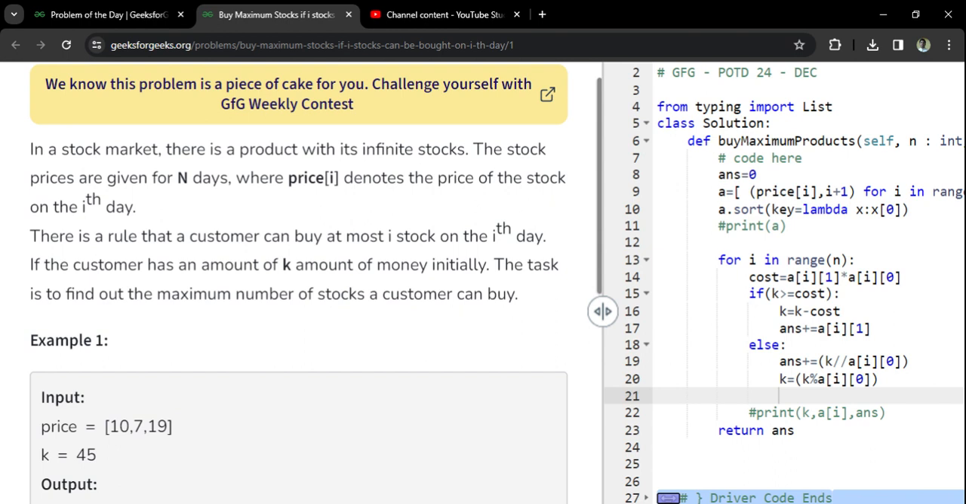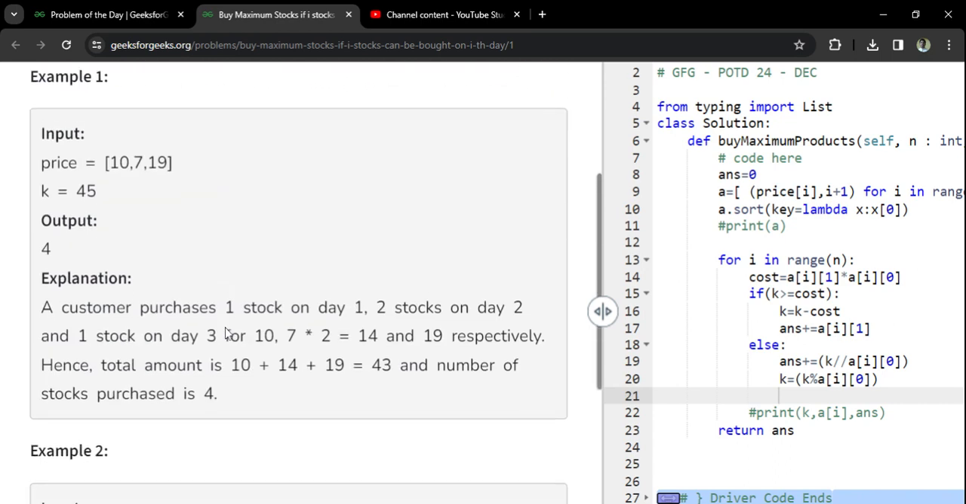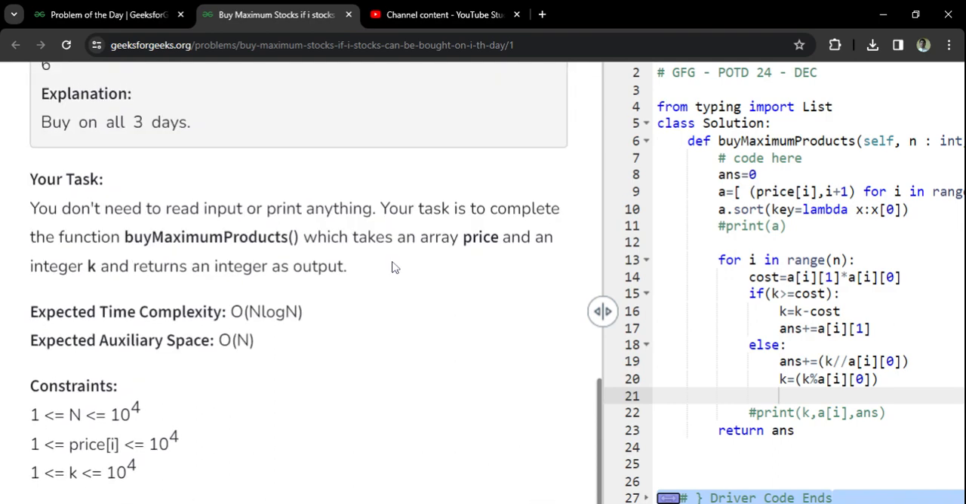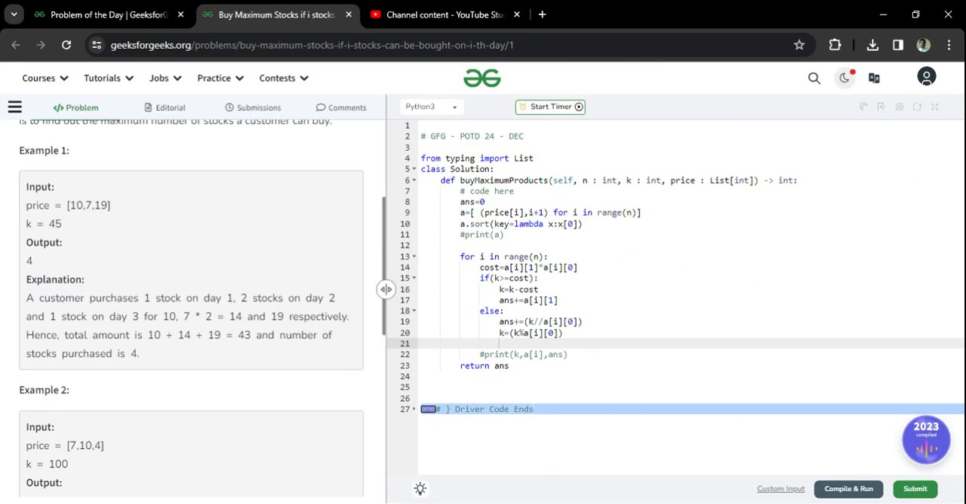Okay, as simple as that. So with that approach we will be moving, and I hope I have covered all the conditions given. And yeah, that was it. Let's see how to code it.